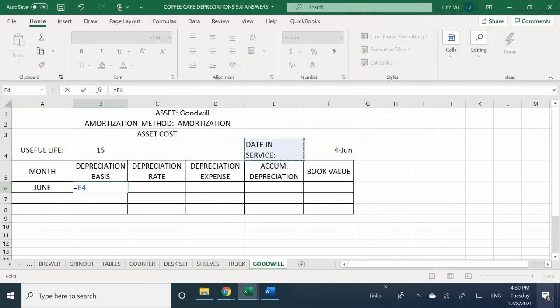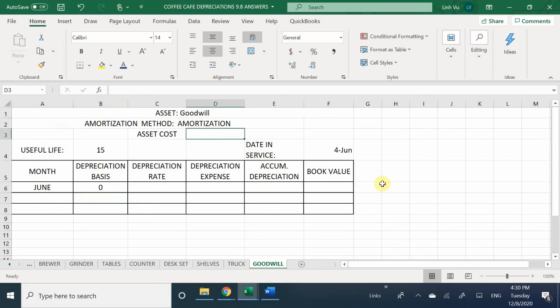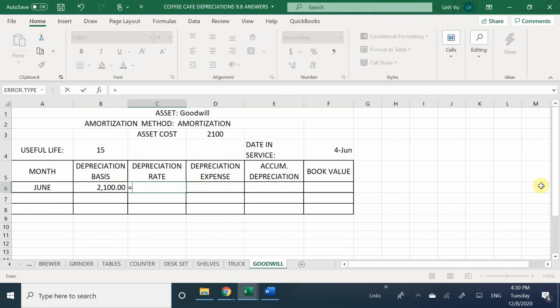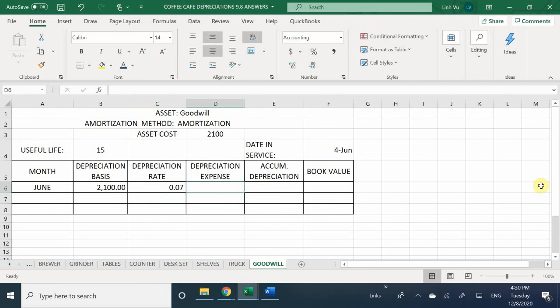Depreciation basis is going to be whatever the asset cost is. Okay, which I didn't even label in here, which I know you said 2100. Yes. All right, equals 1 divided by 15 for our rate. Oops, that's not going to come up. That says minus. Correct. 1 divided by 15, which gives us 0.06666666 forever until you get to a second. Okay. All right. So that means we definitely need to use the equal round.